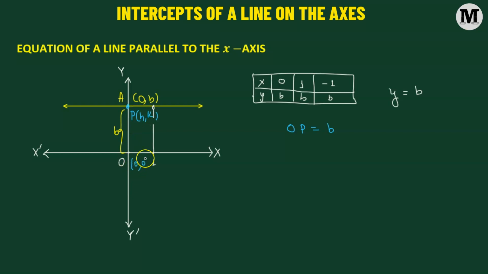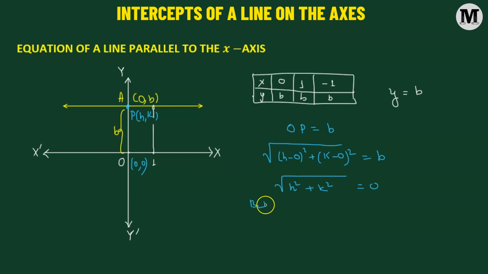O, being the origin, has coordinates (0, 0). So if we use the distance formula, we have the square root of the difference of the x coordinates, that's (h minus 0) squared, added to the difference of the y coordinates squared, that's (k minus 0) squared. This is equal to b. Fine. So here we have the square root of h squared plus k squared equals b.